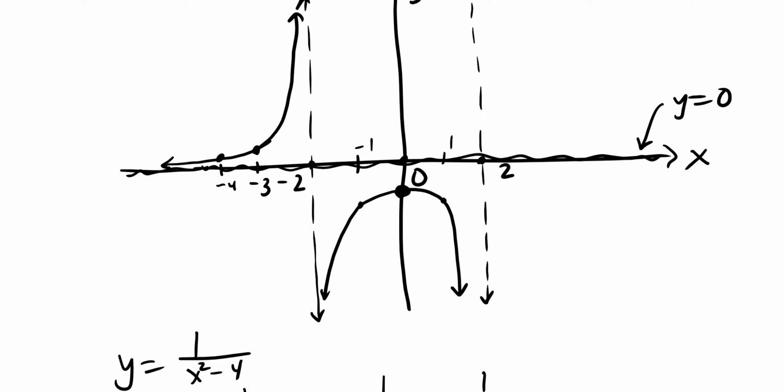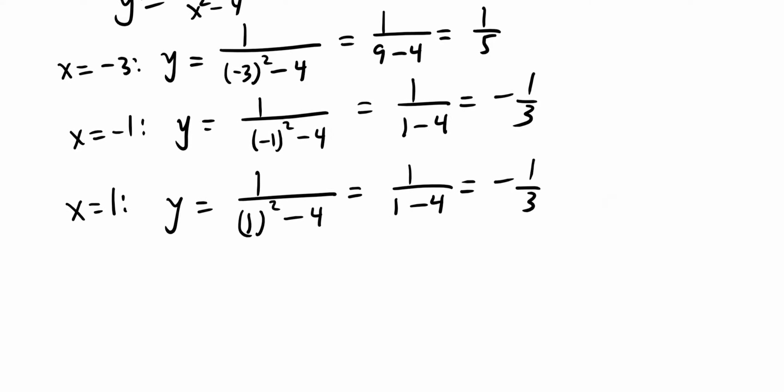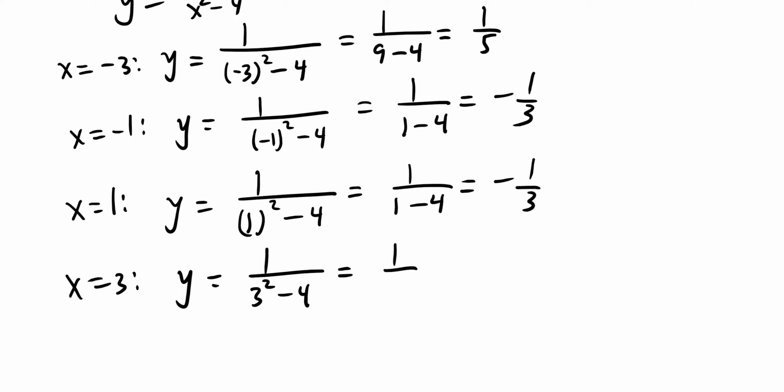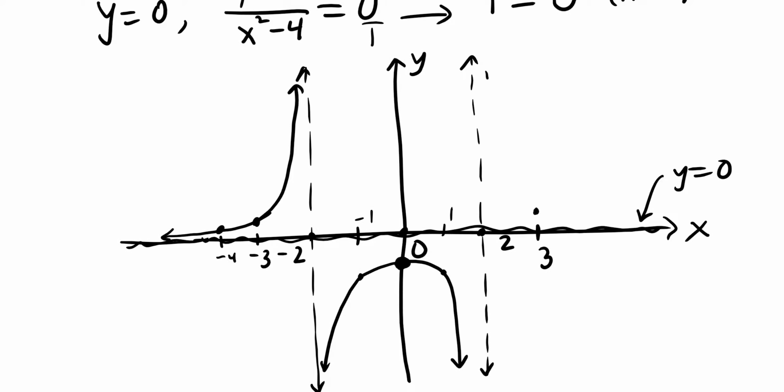And the only thing left is on the right side. What happened on the right side? When you take x equals 3, what do you get? y equals 1 over 3 squared minus 4. That's also 1/5. So that's going to be here. So that's going to go like that.